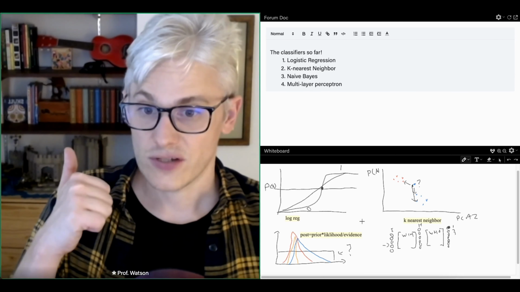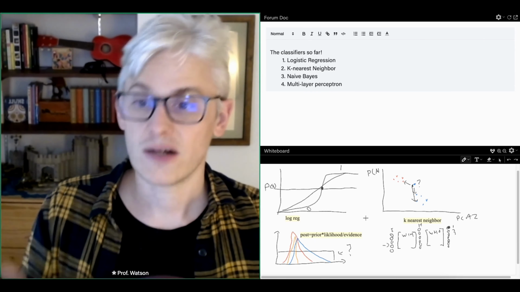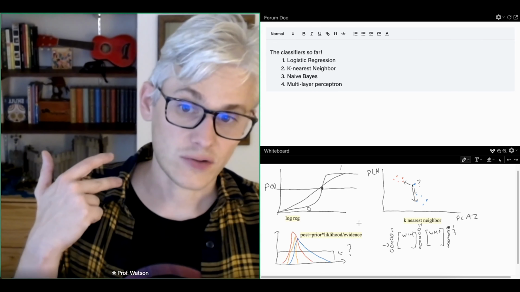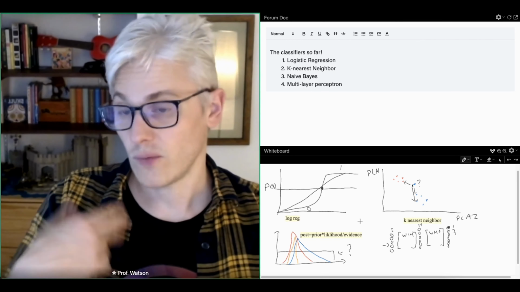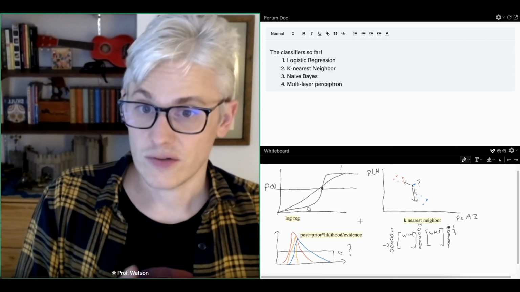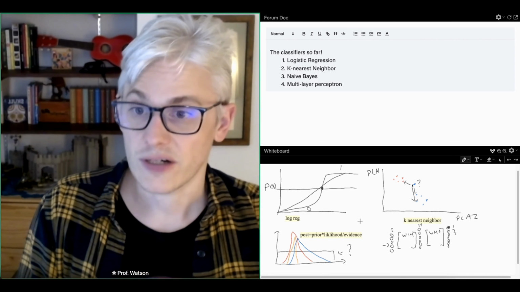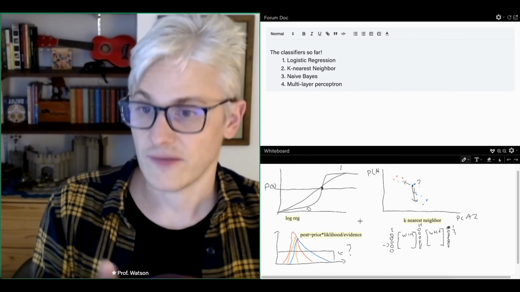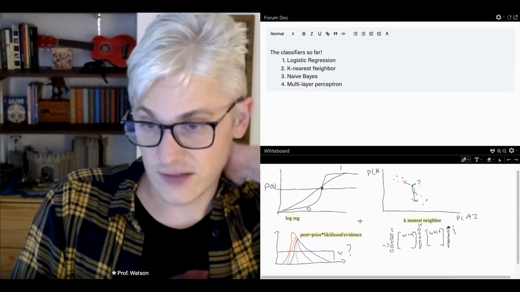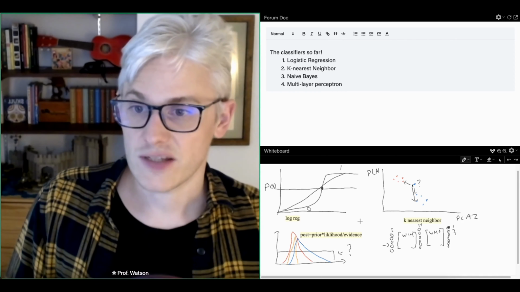You can use logistic regression as a classifier. You can use nearest neighbors as a nice nonlinear classifier. You can use Bayes' theorem to classify data points, and you can use a multilayer perceptron and neural network to be a classifier. They're all just a matter of how you set up your input and output relations to employ these different algorithms to do your classification. So those are the classifiers that we've learned so far.